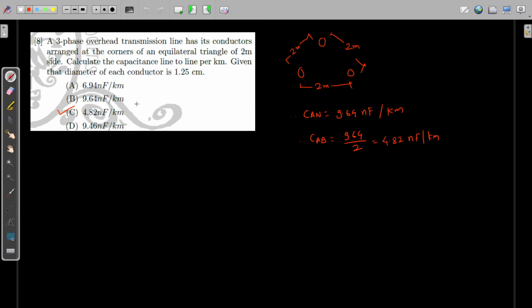Let us discuss the next question. The same problem is given here, but here we have to determine the capacitance between line to line. In the previous problem for the same we have calculated CAN. It is 9.64 nanofarad per kilometer. So line to line capacitance CAB is CAN, the capacitance to the neutral, divided by 2. So 9.64 divided by 2, it will give you 4.82 nanofarad per kilometer.